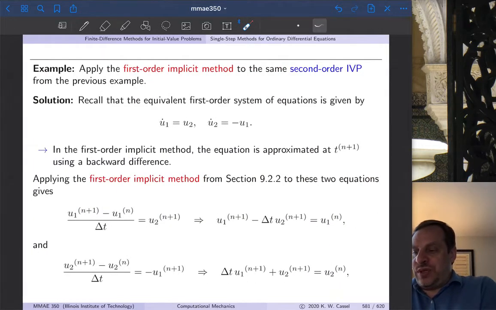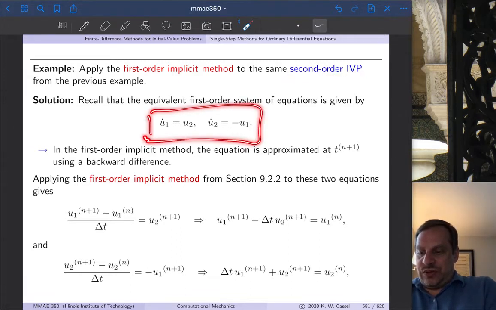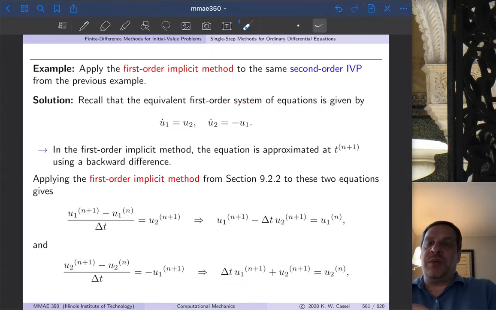So the first order implicit method, remember that was to address the stability issue, still only first order accurate. We use the same second order initial value problem that we did in the previous example, which I've repeated here. So you can look back and you can see, same problem, same underlying equations, different methods, and you can see how these compare.